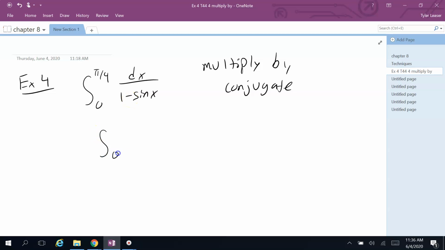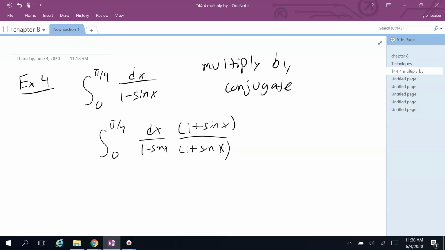So we're going to do the integral from 0 to pi over 4 of this dx over 1 minus sine x, but I'm going to multiply the top by 1 plus sine x, and I'm going to multiply the bottom by 1 plus sine x. We're really only multiplying by 1 here, but this way it simplifies down, and let's see how that works. When I multiply the top by 1 plus sine x, there isn't really much that I can do, so I just leave it as 1 plus sine x and then that dx.